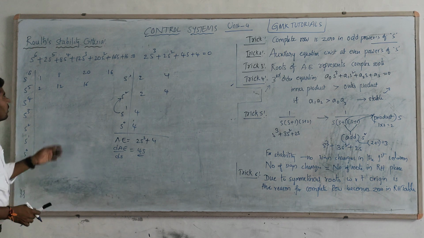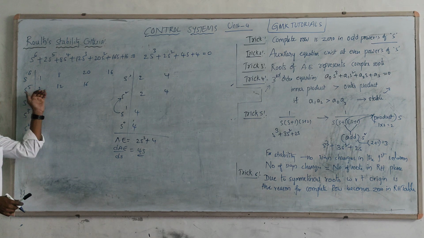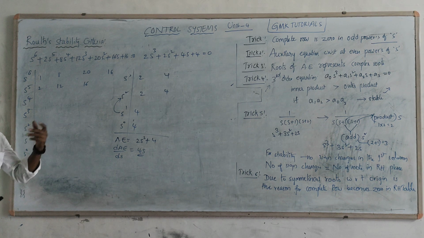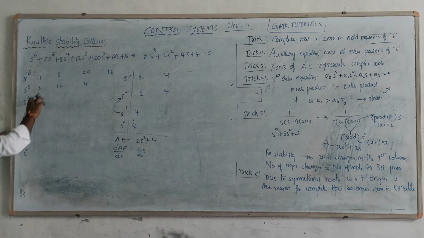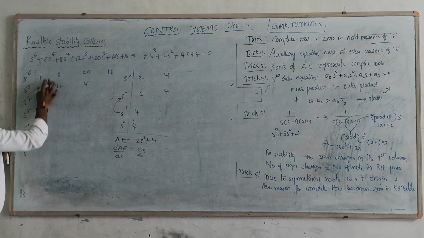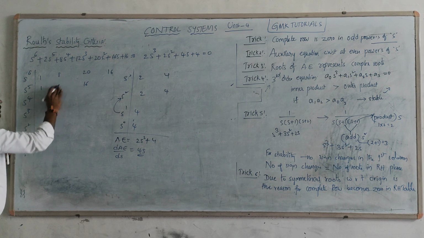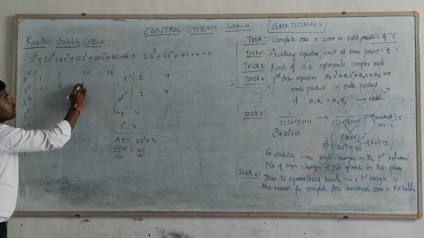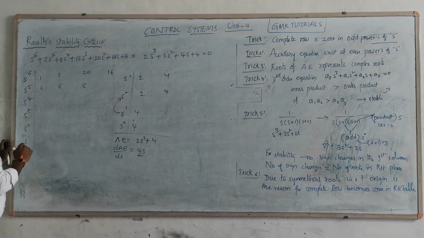It is not a trick actually. From a simplicity point of view, if any row is divisible by a common number, you can divide by that number for simplicity. So in this row, all numbers can be divided by 2. Therefore 1 divided by 2, you will get 6, and 8. Okay. Now next one, s to the power 4 means a general criteria.